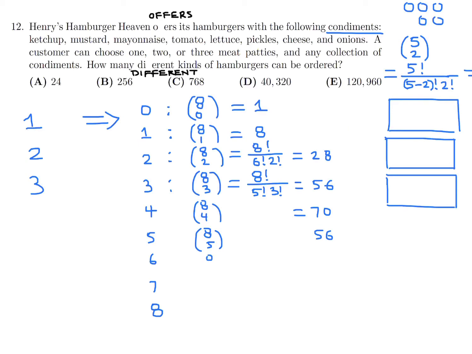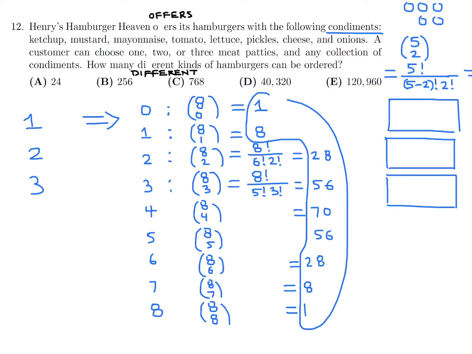And then 8, choose 6 is 28. 8, choose 7 is 8. And finally, from 8, choose 8. Well, there's only one way of doing that. So now you add up all of these guys here. Add them up. And if you do, you get 256. Okay? So this is 256. That's the number of different ways you can arrange all the condiments.